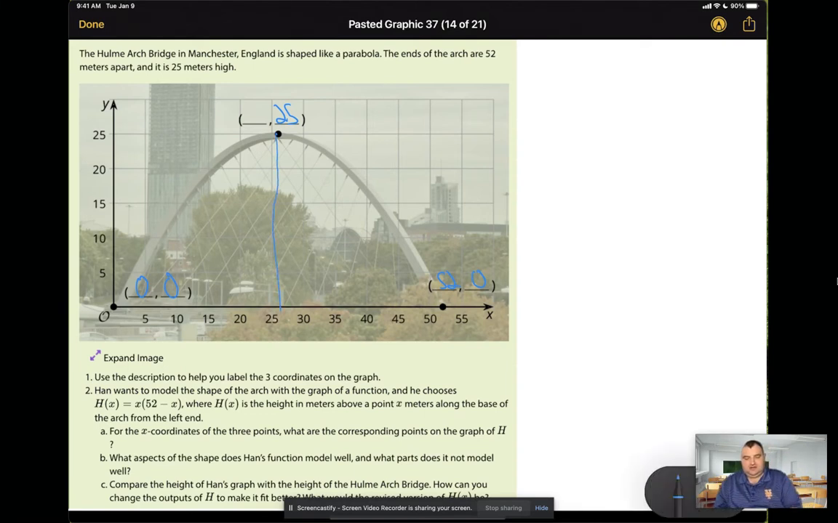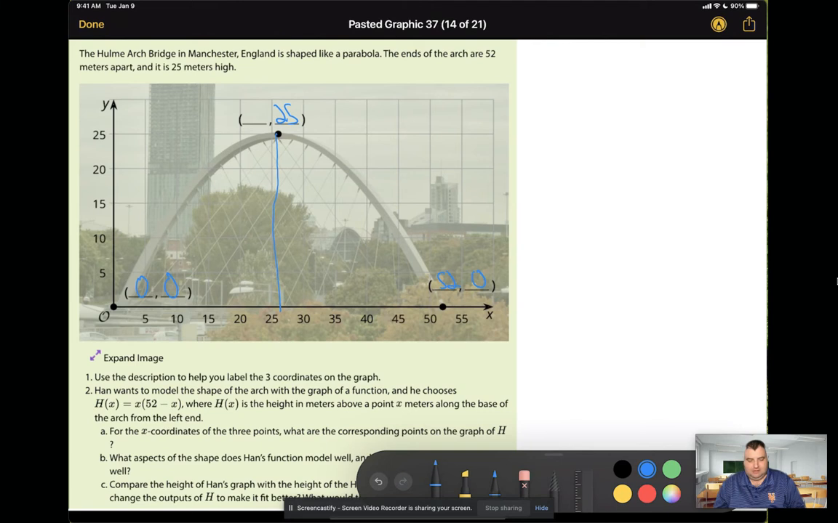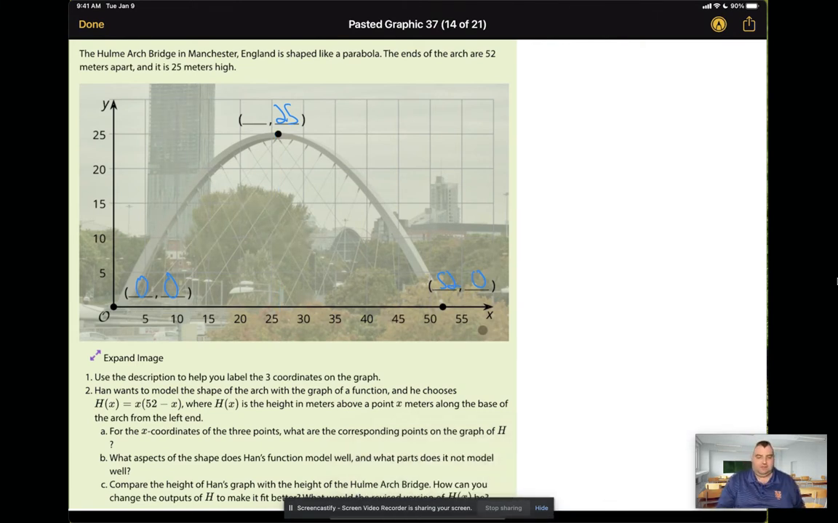Well, remember, with a parabola, the high point or the low point is halfway between the x-intercepts. The x-intercepts are at 0 and 52. Halfway between them is 26. So the coordinates of this point are going to be 26, 25, because it's halfway between those x-intercepts. So that's the answer to number 1.